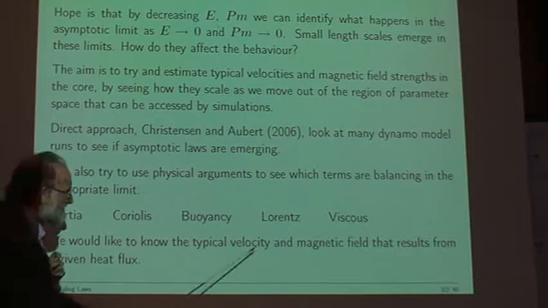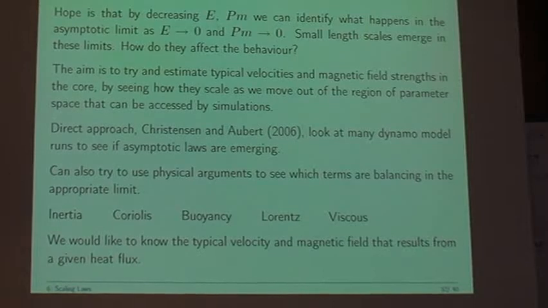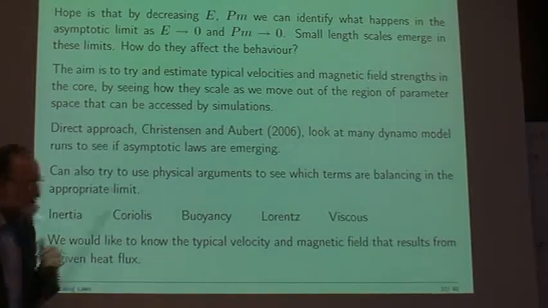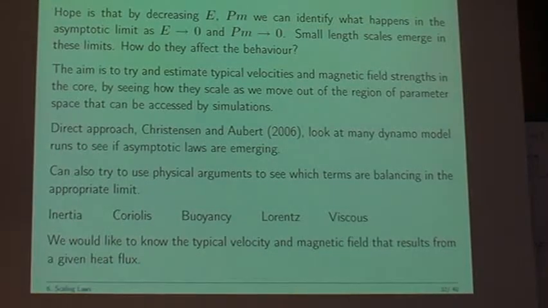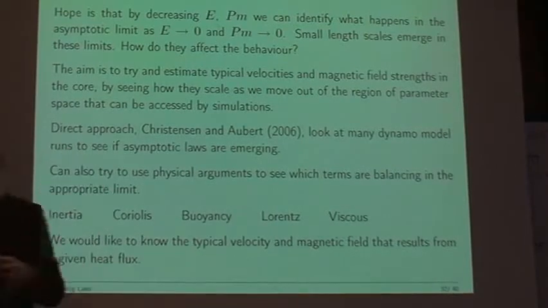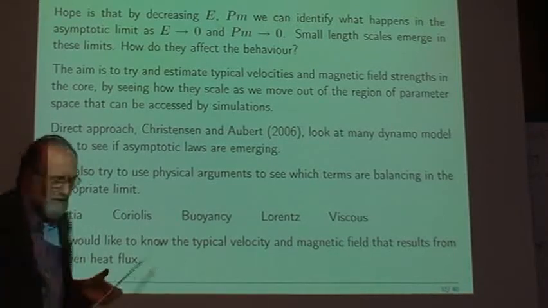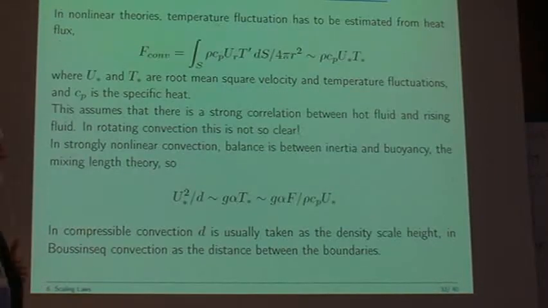Because what we'd really like to know is what typical velocities and magnetic fields are actually being generated from a given heat flux, so that if we have newly discovered planets, we can estimate what's going to happen in those planets. We ought to be able to work out what magnetic fields and typical flow speeds in the cores are, and indeed find out what the typical flow speeds actually are in our own planets, which are hidden from view directly. Okay, so let's think about this one.